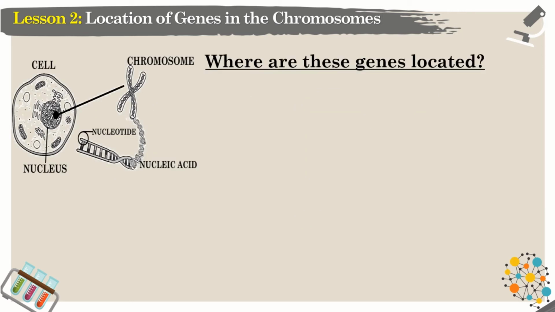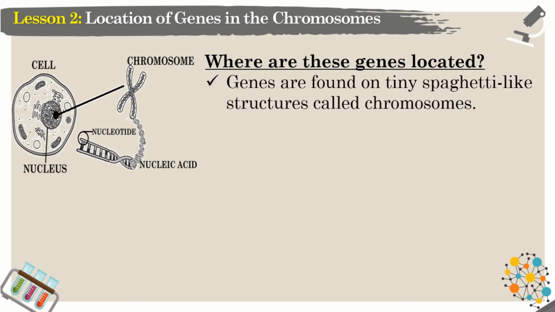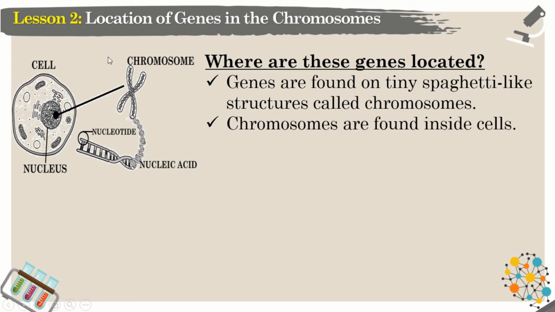So where are these genes located? Genes can be found on a tiny spaghetti-like structure called the chromosome. So this one is your chromosome. Your chromosomes can be found inside the cell. To be specific, this chromosome can be found inside the cell. Then just like what I told you a while ago, these chromosomes can be found inside the nucleus.